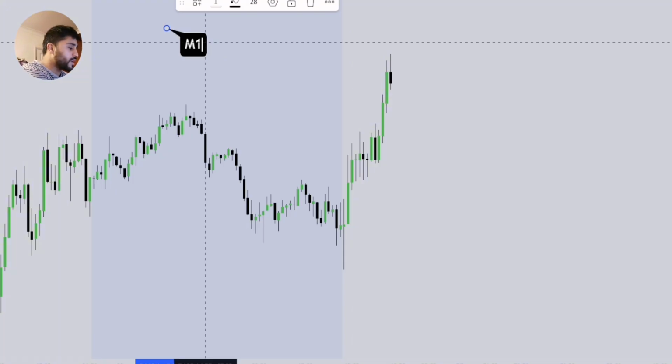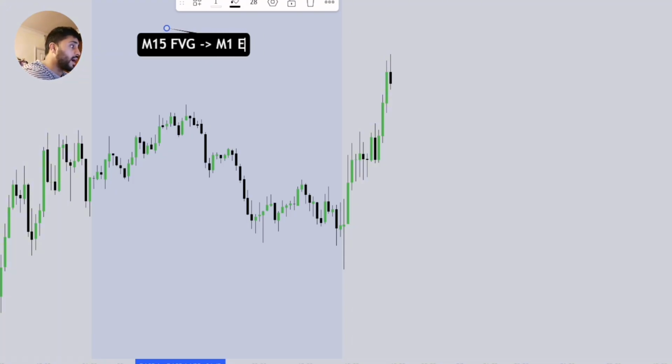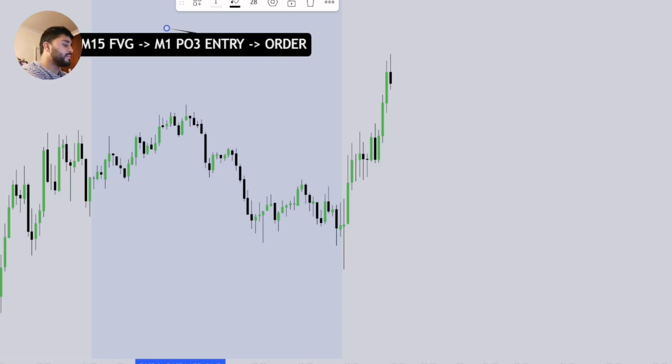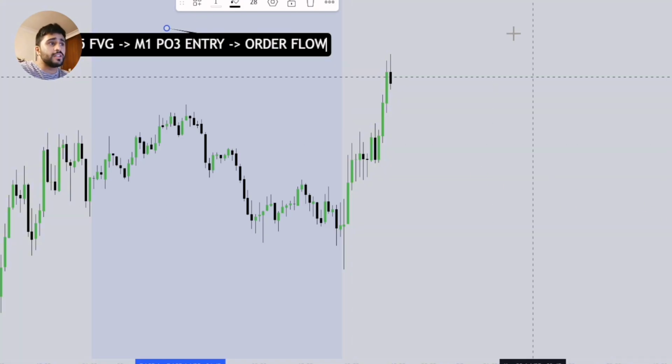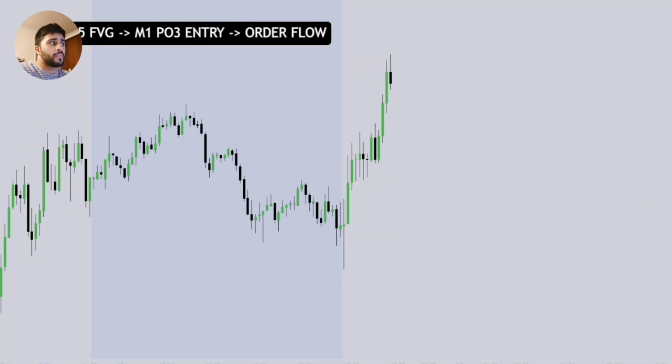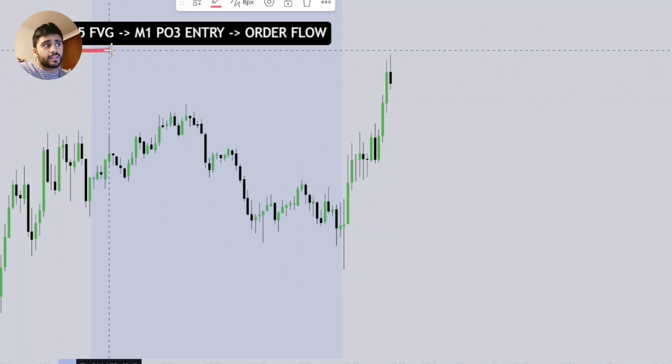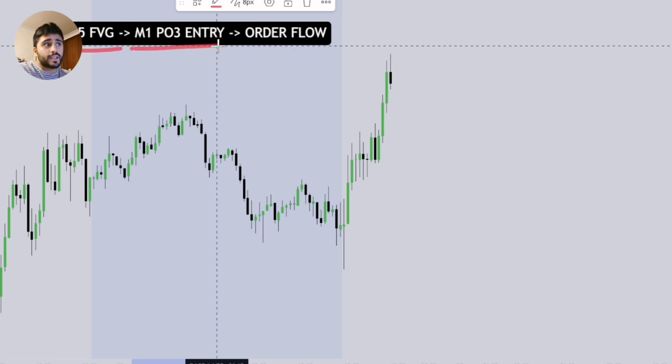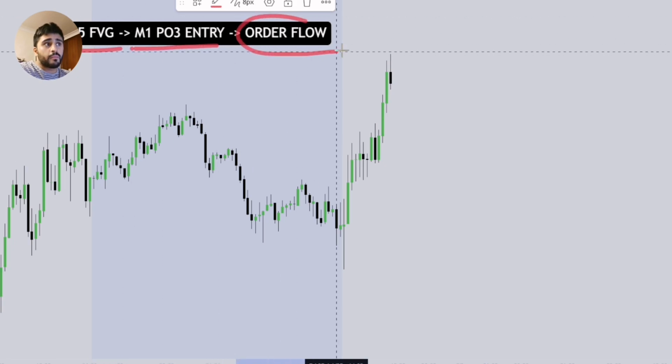So I always trade with a 15-minute fair value gap. Then I look for a 1-minute entry, or I sometimes call it a 1-minute PO3 entry, and we're going to explain what that is. And then we're going to be using order flow. You need all three to make the strategy work, and you need all three to make any strategy work, right? More broadly, this is a key level. You need an entry into a key level, and you're looking for confirmation. Confirmation can only really come via the order flow footprint charts, right?